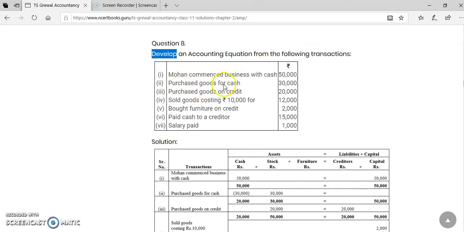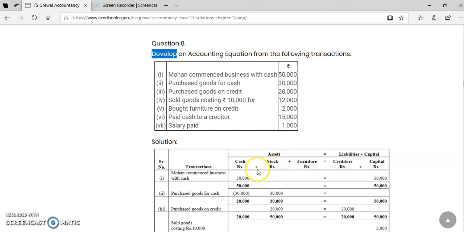Purchase goods for cash 30,000. It means now you have to think what is happening in the business. Purchase goods for cash, so you are purchasing in cash. What is coming into the business? Stock is coming and cash is going out. So a new asset comes. Stock is your asset. We understood two types of assets, fixed assets as well as current assets, and cash and stock are part of your current assets.